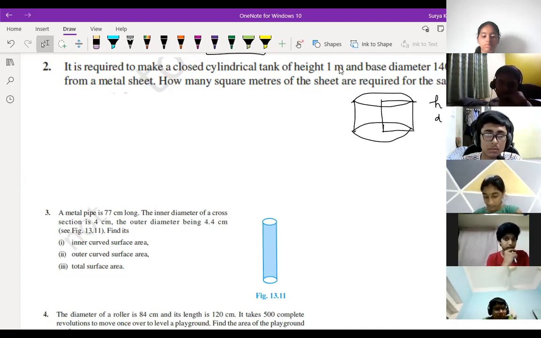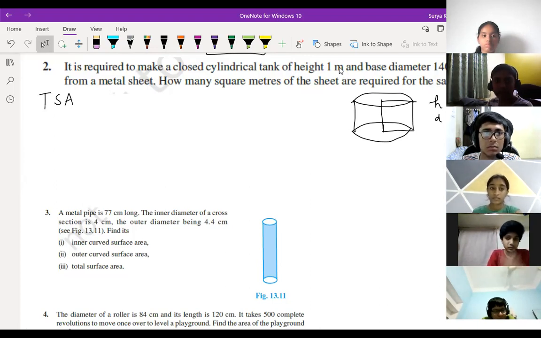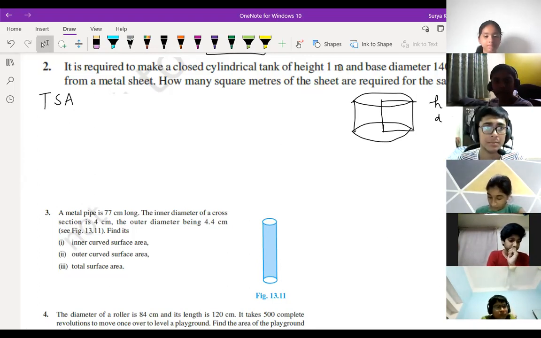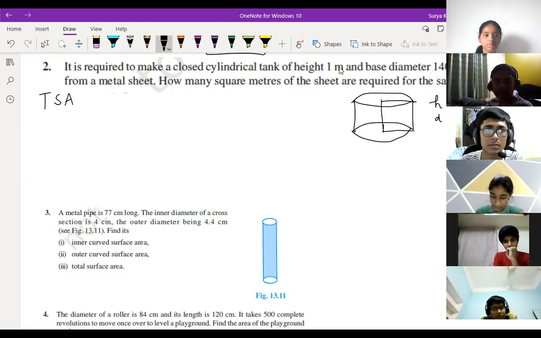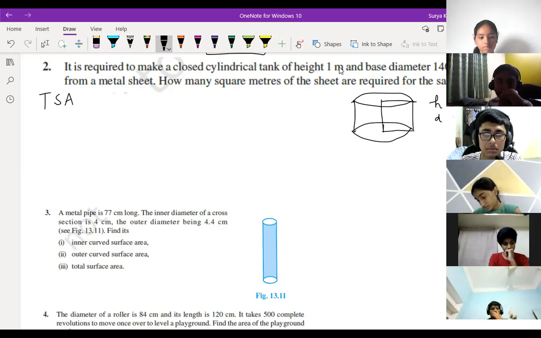They're talking about sheet. It means we are talking about surface area. But which surface? Is it TSA or CSA? Sir, TSA. Yes, TSA. If it is open at the top and bottom, then it is CSA. But this cylindrical tank is completely packed, closed. So top is also there and bottom is also there. So to find the TSA of the cylinder.